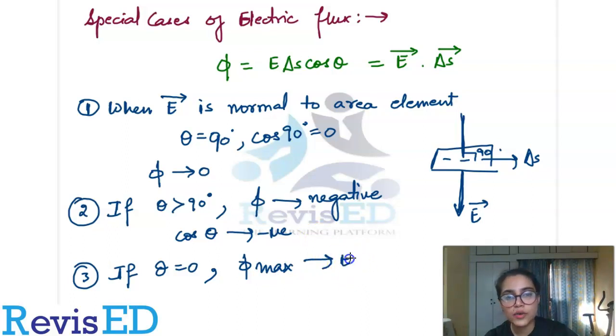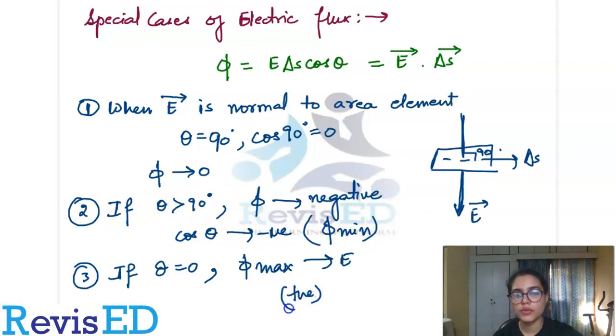You are just completely talking about E. So what is happening? Phi is maximum when you are talking about theta equal to 0. Phi is minimum when theta is greater than 90 degrees, since it's a negative value over here. Here you have a positive value. And phi is equal to 0 when theta is equal to 90 degrees.